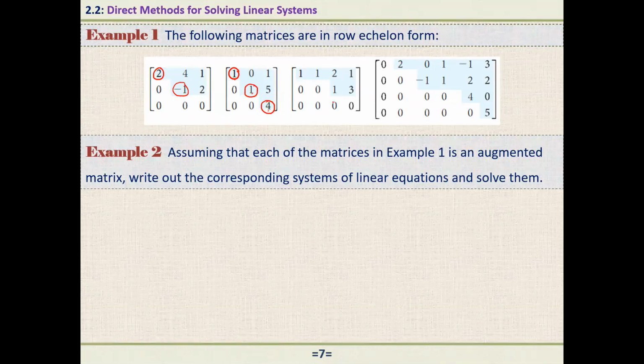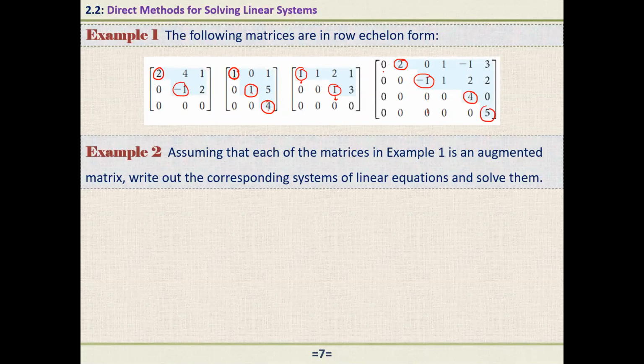The same way, this matrix is also in row echelon form. This is the leading entry, and as you see, under the leading entry, all entries are 0. In the second line, this is the leading entry, and all entries under it are 0. And here we have a 0 row that is at the bottom of this matrix. In a similar way, here the leading entry is 2, and the next one is -1. As you see, all entries under each leading entry are 0. And here we have leading entry 4, and that is 5.